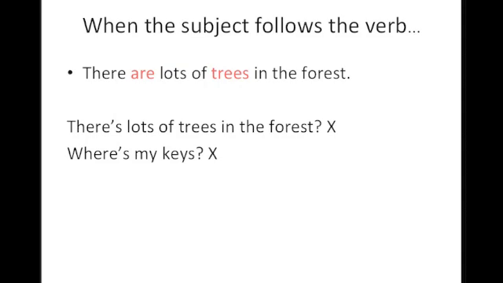Another area that sometimes confuses people, because we actually break this rule a lot in everyday speech. For example, we'll say, "Where's my keys?" rather than "Where are my keys?" So we need to make sure that when the subject follows the verb, we are still agreeing correctly. So there are lots of trees in the forest. There are lots of trees. There's plural trees, it's got an S on the end, so "are" is needed. So "there's lots of trees in the forest" is incorrect, although we might say something like that if we were just speaking.